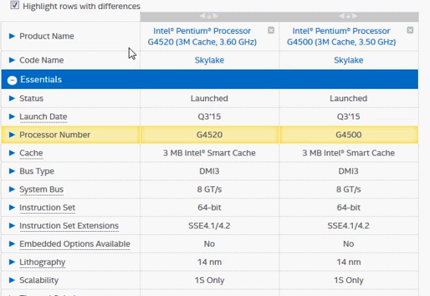In this video, I'm going to compare Intel's Pentium G4520 with G4500. Both of them are Skylake processors, launched recently in third quarter 2015. Both of them belong to the same series. They have similarities like the 3MB cache memory, and both of them have a 14 nanometer process. Obviously, they belong to the same Skylake series.